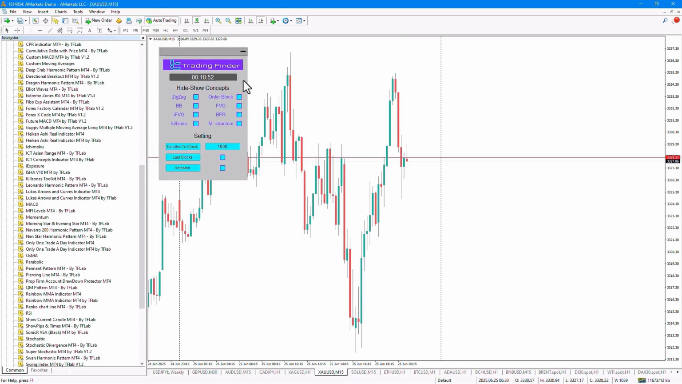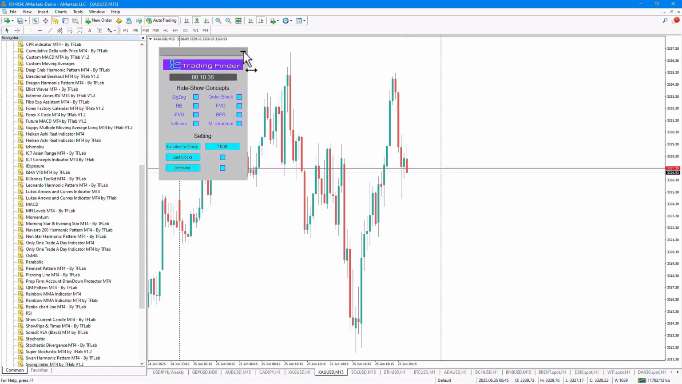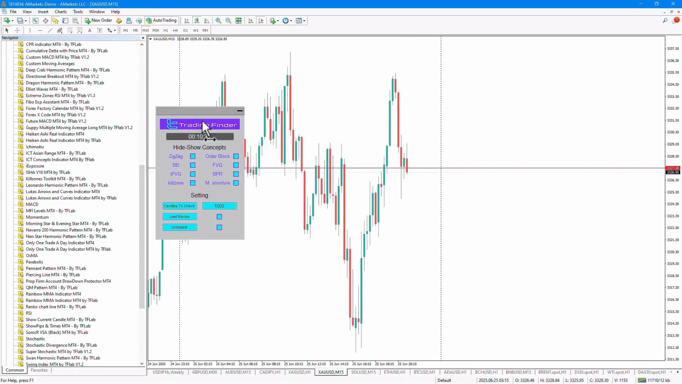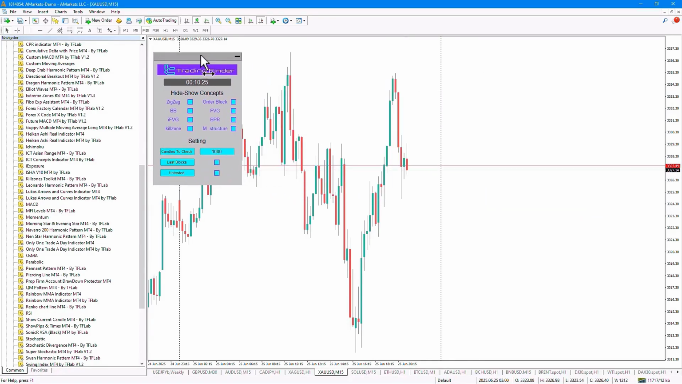At the top of the panel, there is a minimize option. By clicking on this section, the panel shrinks to its minimum size, and only the remaining time until the current candle closes is displayed. By clicking on this section again, the panel returns to its default state, and by clicking on the panel, we can move it around the chart and place it wherever we want.